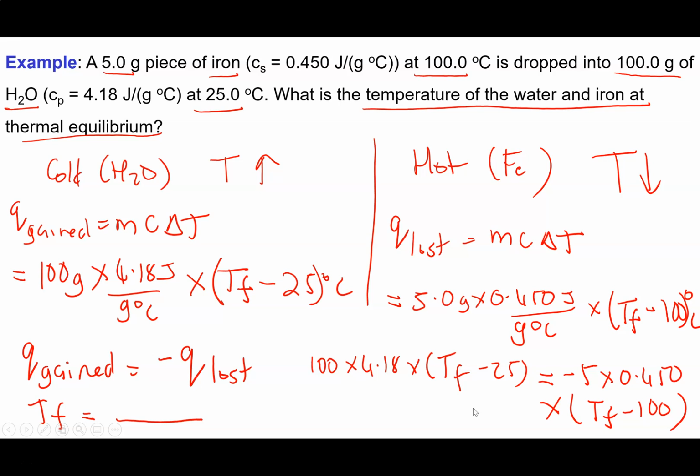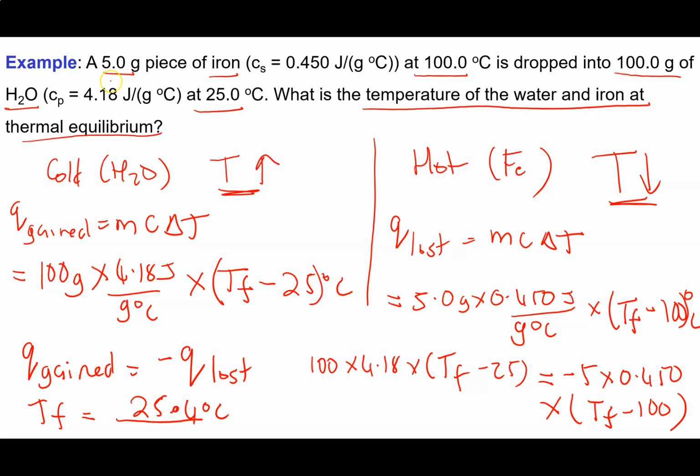So 25.4 degrees Celsius. We said that the temperature of the water should go up. It has. It went up by 0.4 degrees Celsius. And we said that the temperature of the iron should go down, and it has. It's gone down all the way from 100 to 25.4. And what you can see is the temperature of the water didn't move a lot, but the temperature of the iron moved a great deal.